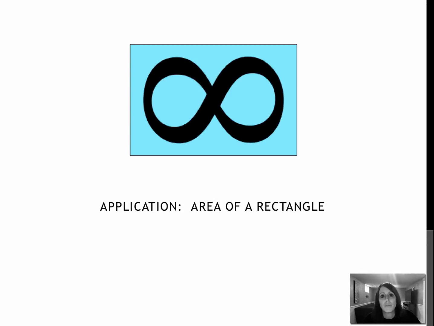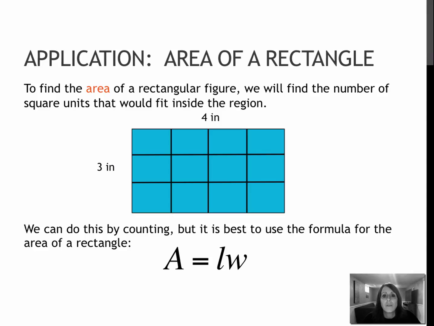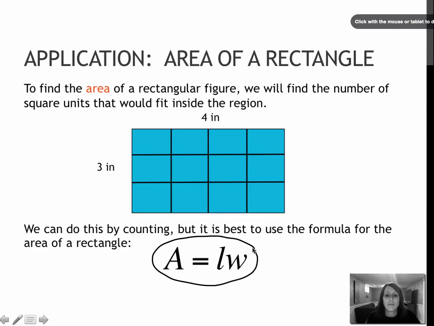One application of multiplication is the area of a rectangle. The area of a rectangle uses a formula that is length times width, but it's important to understand why these things work. So if we're finding the area of a rectangular figure that is 4 inches by 3 inches, essentially when they're asking us to find the area, they're saying how many little inch by inch squares would fit into that figure.